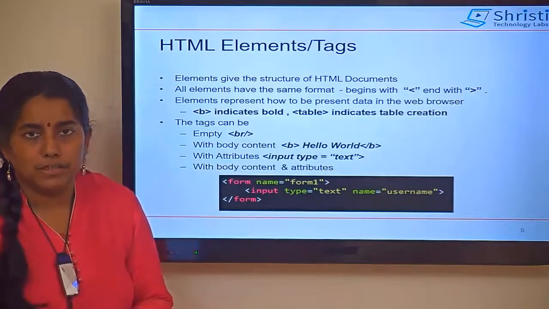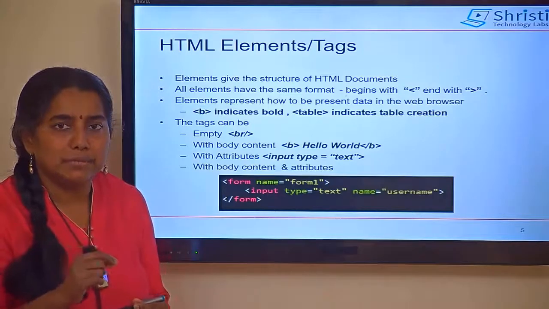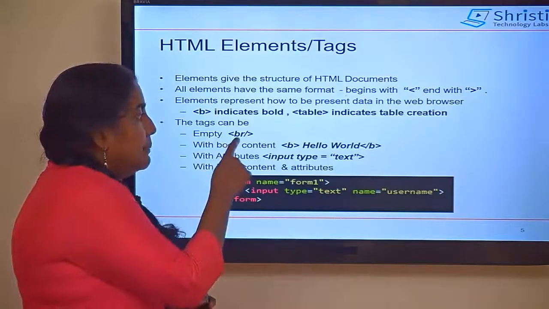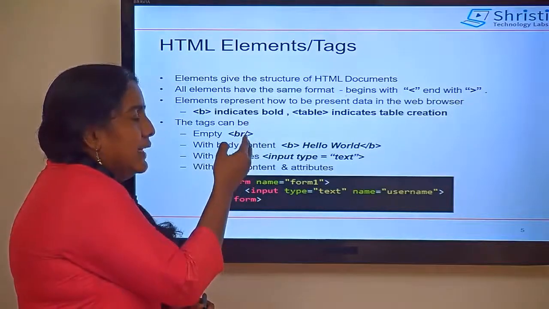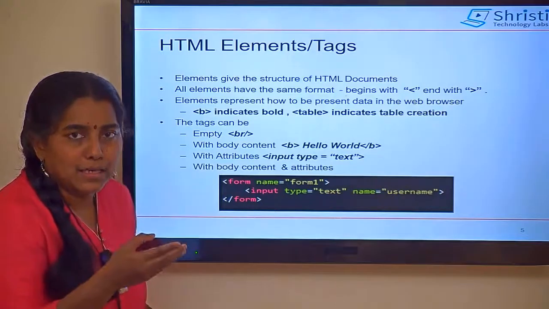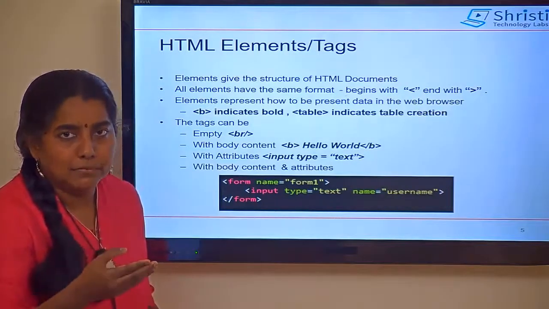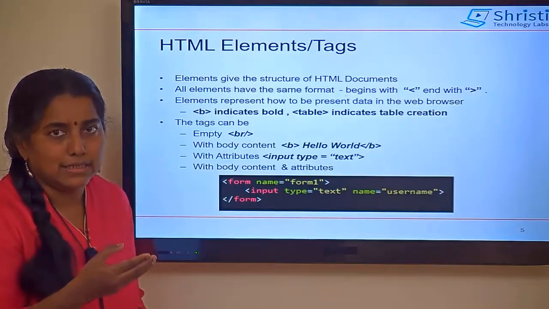What is the meaning of it? Let me explain with an example. Let me first start with empty. I have added BR with an angle bracket and I am ending the tag there itself. It does not have any content. This BR is called break. It is used for giving a line break. This is an empty tag because it does not have any content.